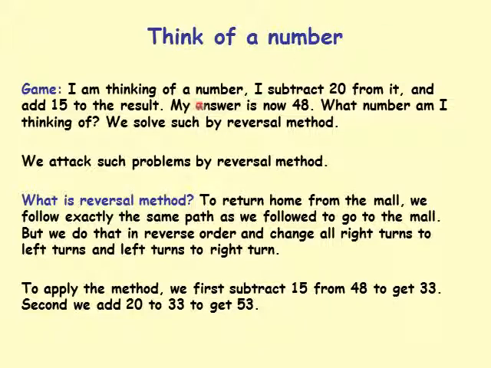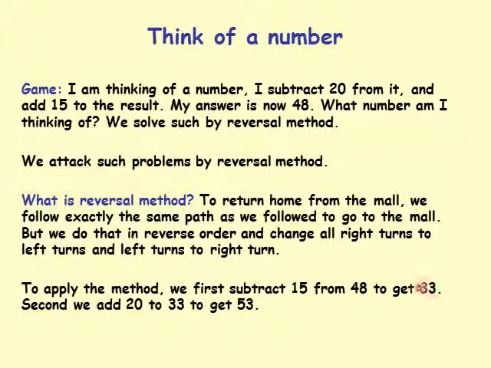Let's continue. To apply the method, we first subtract 15. 15 is the last thing we did. We added 15. So we're going to start backward. We have 48 and we got 48 by adding 15 to something. We subtract 15 from 48, which gets me 33.